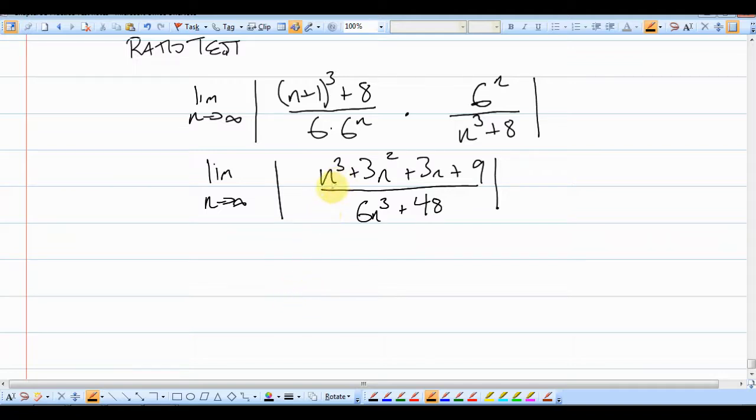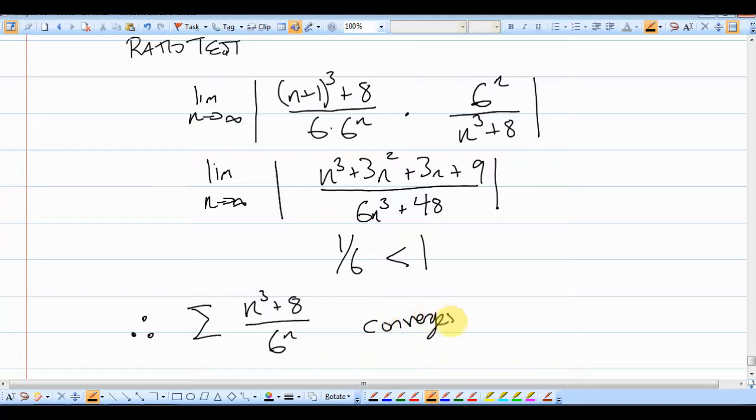Just like we said before, there are 3 ways of doing that. Lead term test, L'Hopital's rule, or simply a ratio of the lead terms. You should get this limit equals 1/6, which is less than 1. Therefore, that series converges. If the limit's greater than 1, it diverges. If the limit equals 1, you move on to another test.